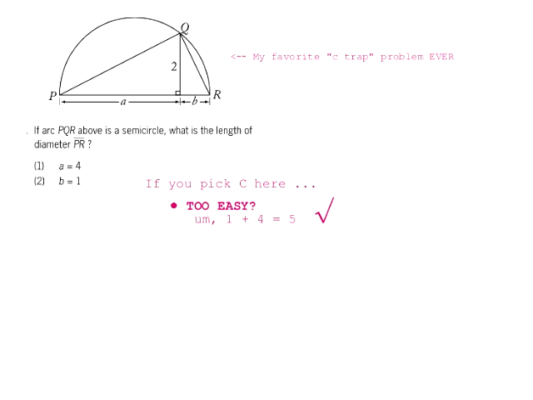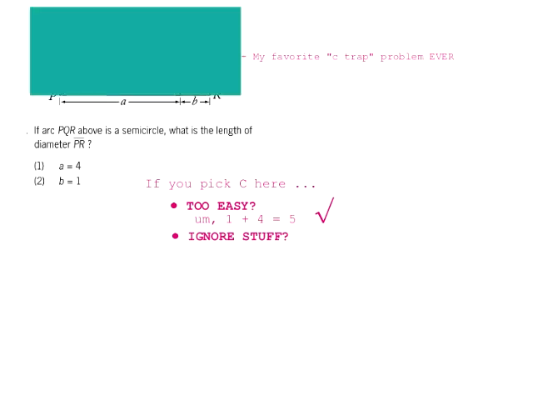Does it ignore stuff? Well, you darn well bet it does. If you're picking C to this problem, then you are basically saying I could ignore all the things north of that bottom line. I don't care about the circle, I don't care about the other line, I don't care about the triangle, I don't care about Q, I don't care about the 2. That's not going to work like that, guys. Here you're basically ignoring the whole diagram. So that's not going to happen. This is definitely don't do it.